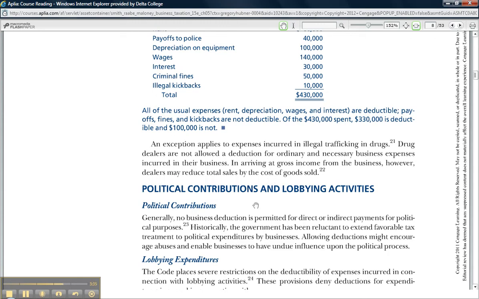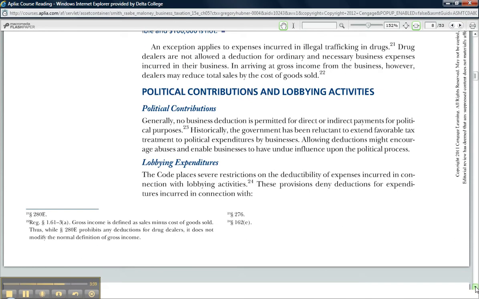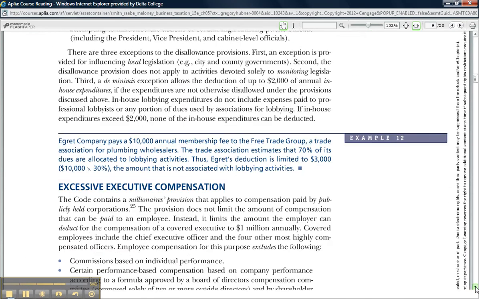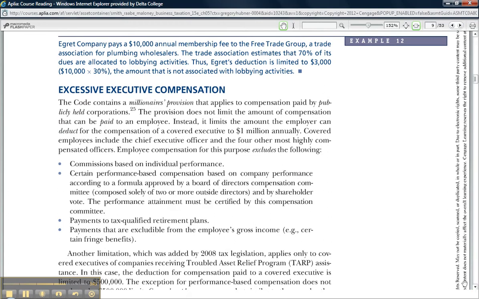Political contributions and lobbying, these costs are non-deductible. Excessive compensation. You might be surprised to find out that the CEO and the top 4 other highest paid executives of a company have compensation deductions limited to $1 million annually. It's not that they can't get paid more than that, it's just that only $1 million per person is deductible.